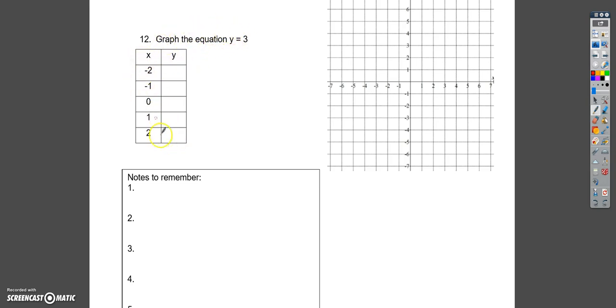Next one. Here's our domain, but there's nowhere to put it. So this just says y equals 3. Y equals 3 every time. So we graph this: -2, 3; -1, 3; 0, 3; 1, 3; 2, 3. So you see it is a horizontal line. So things to remember about this is it's a horizontal line.